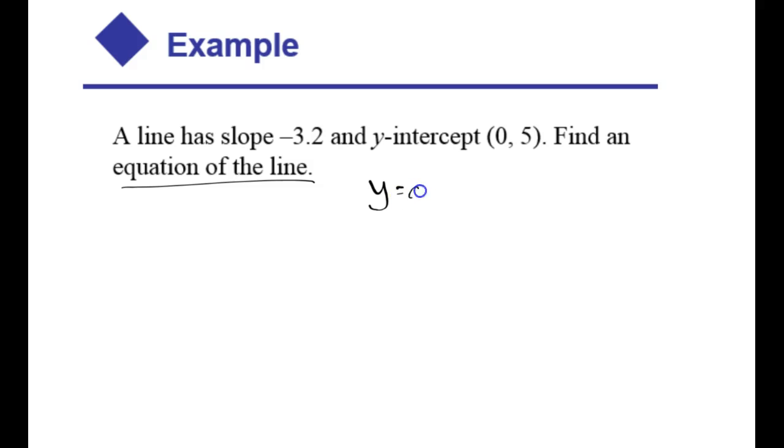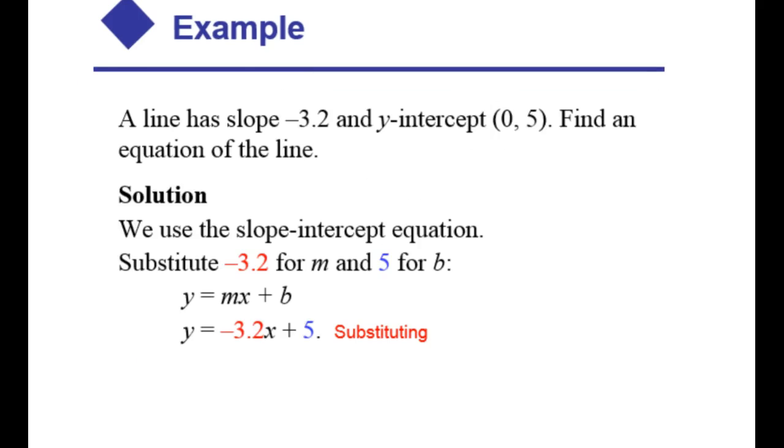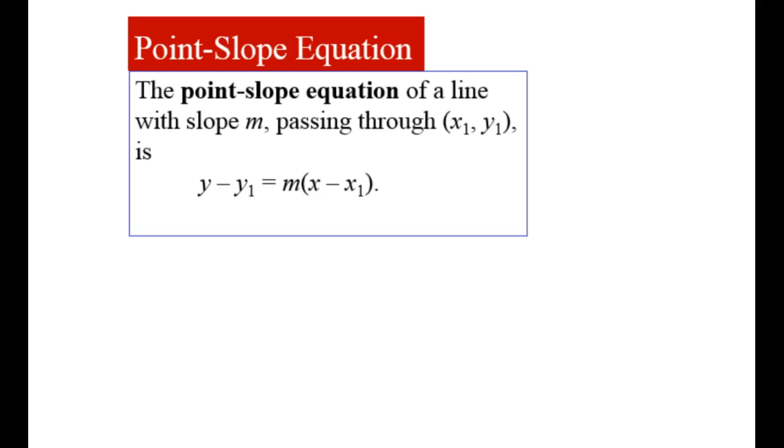I like to use the slope-intercept form, y equals mx plus b. This is the y-intercept, so the b value is 5. This is the slope that they're giving me, so I will just plug in y equals negative 3.2x plus 5. You need two things to write the equation of a line, slope and y-intercept, and they gave it to us. So I just substitute in for slope and substitute in for y-intercept.